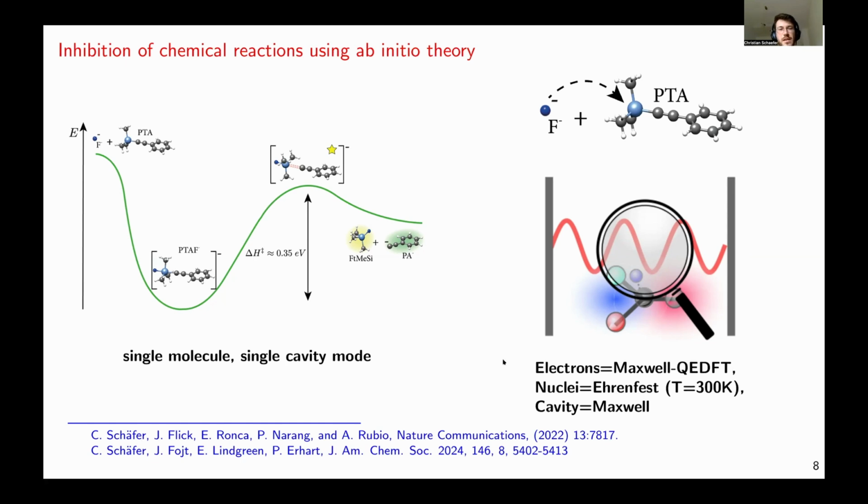And probably the most severe approximation is that we only describe a single molecule in a single cavity mode. So this is really a severe limitation of our descriptions, and I will go later about methods that we would like to apply in the future of trying to circumvent this limitation. But let's focus on the simple model first here.